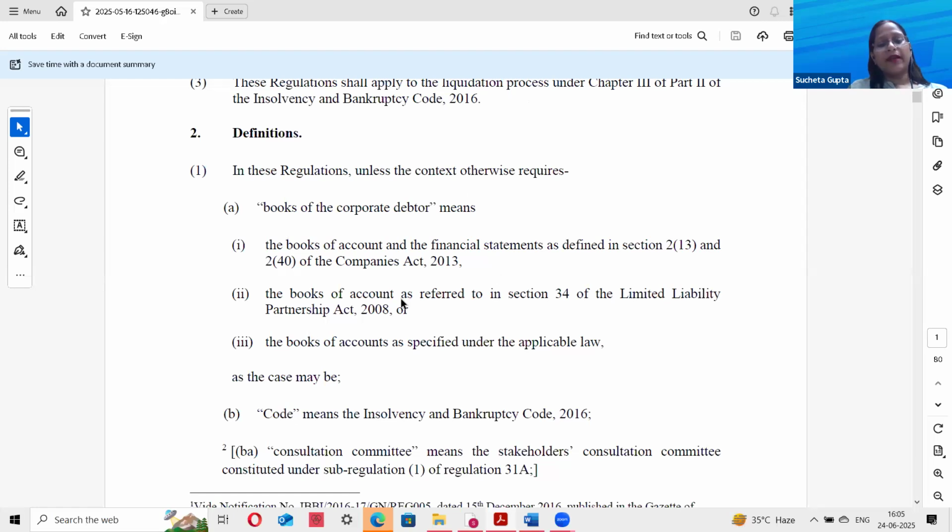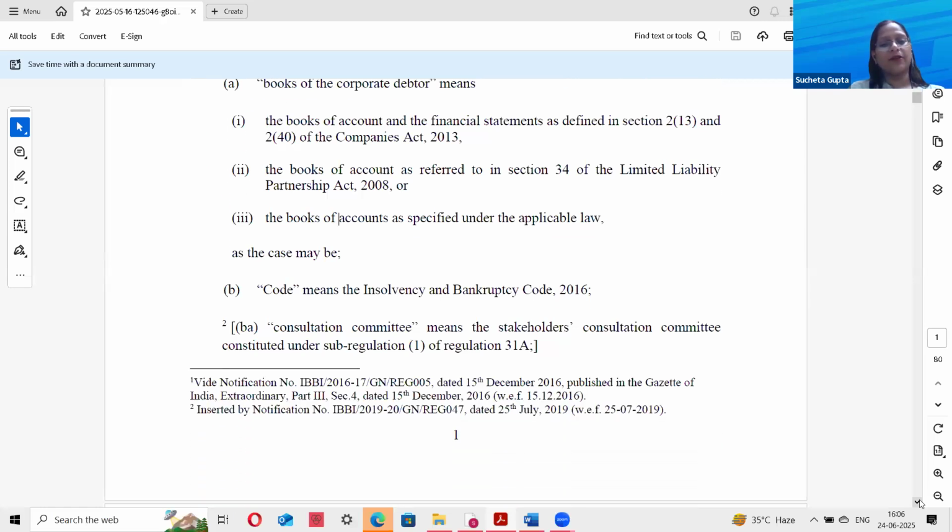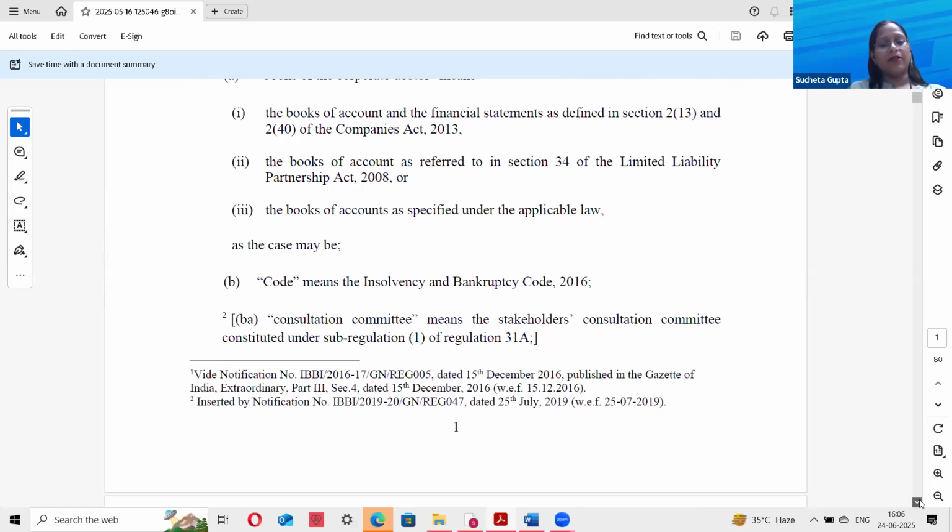And the books of accounts as referred to in section 34 of the LLP Act, if there is an LLP, then whatever is provided as per the LLP Act will be considered as the books of accounts. Now, because there is an "or" here, they have said the books of account as specified under the applicable law. So any of these can be considered as the books of accounts. Basically this is the definition of the books of accounts as mentioned in the liquidation regulations.